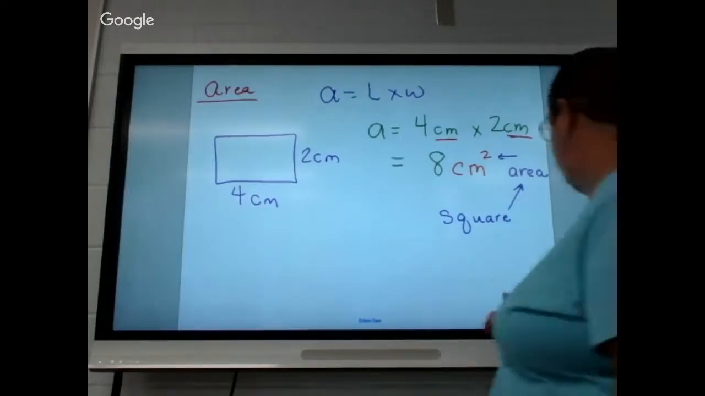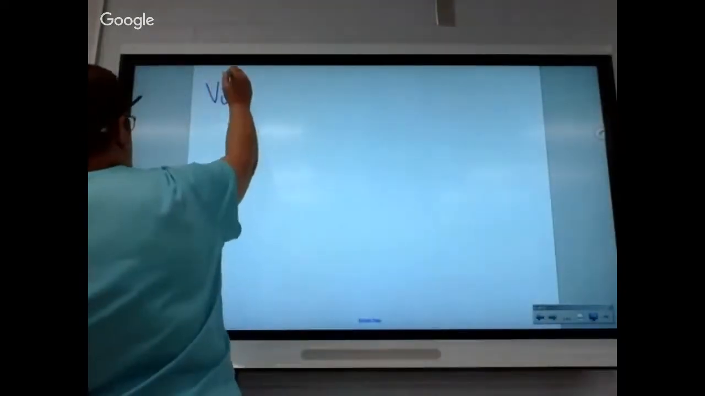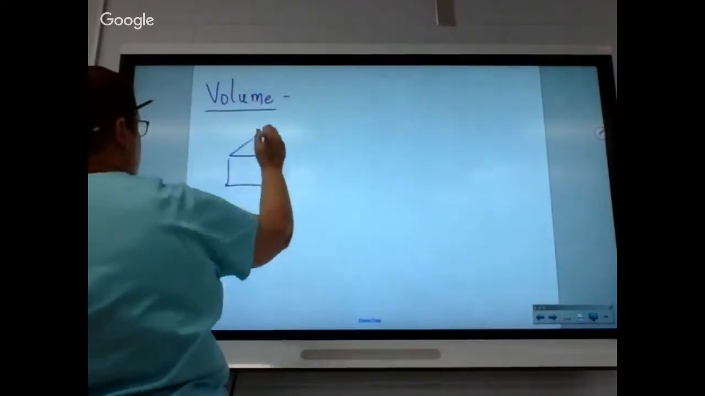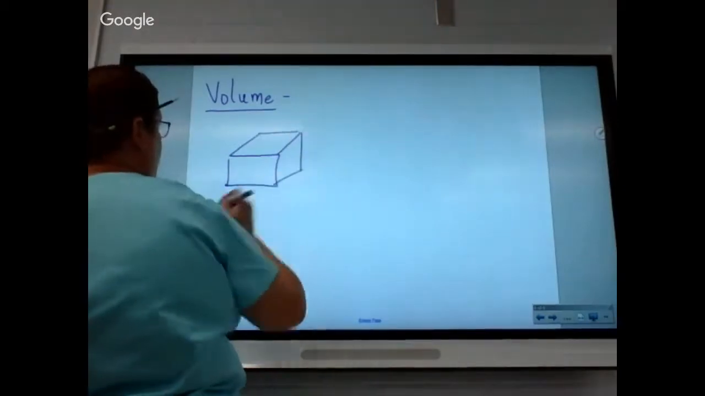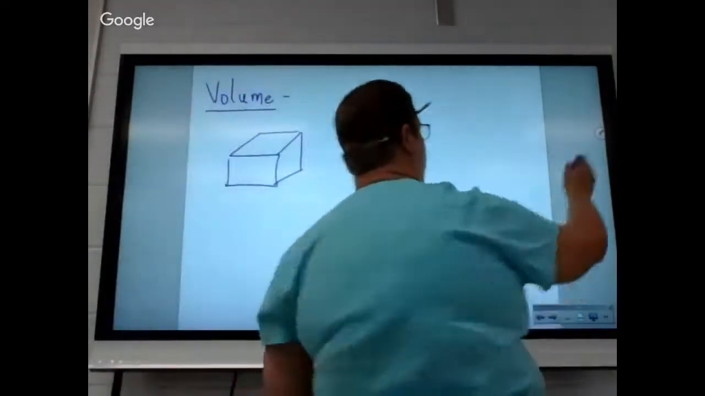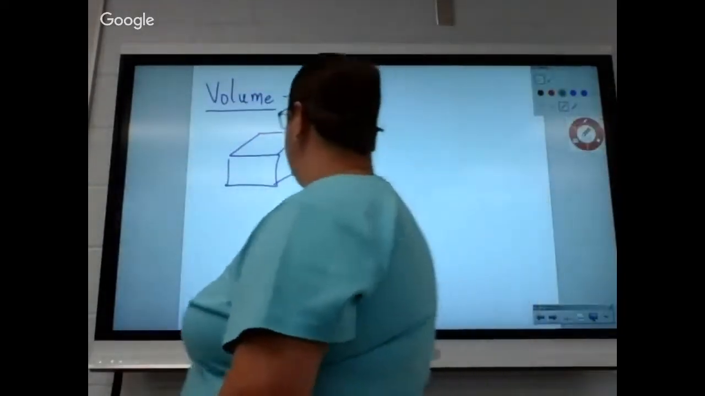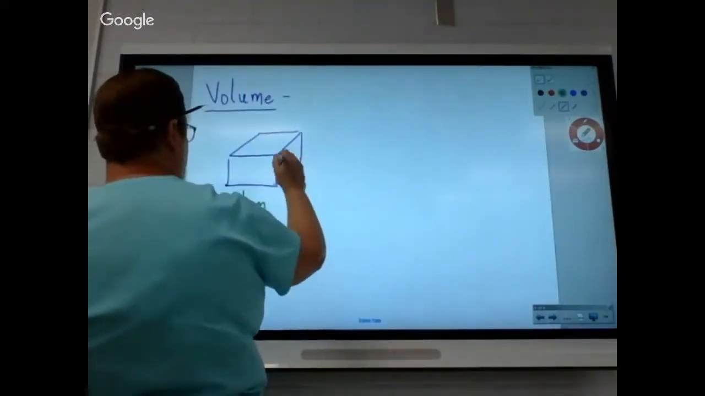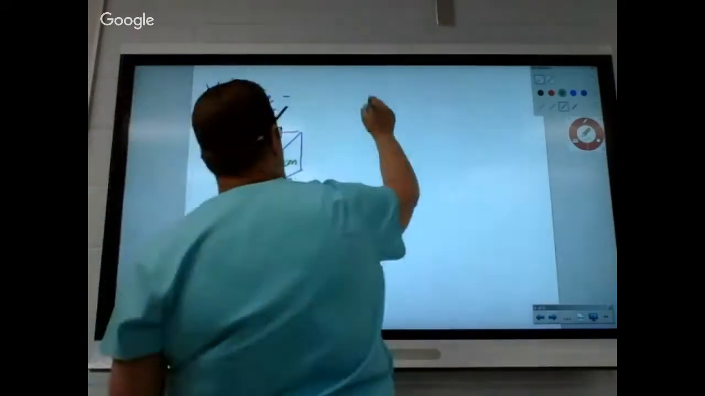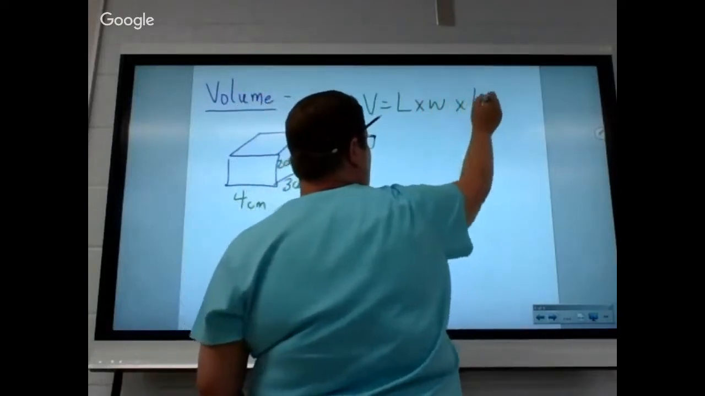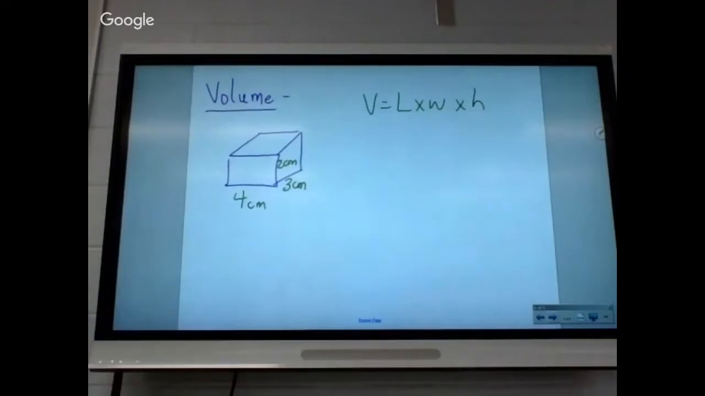So if I draw a regular cube, and I can't draw, so you just have to bear with me this semester. All right, and I have a regular cube. What would I need in order to find the volume of the cube? Let's just say this is 4 centimeters by 3 centimeters by 2 centimeters. That's it. So volume equals length times width, which is like area, but then times height. We add in the height, which is the base piece that we typically refer to when we talk about a triangle.